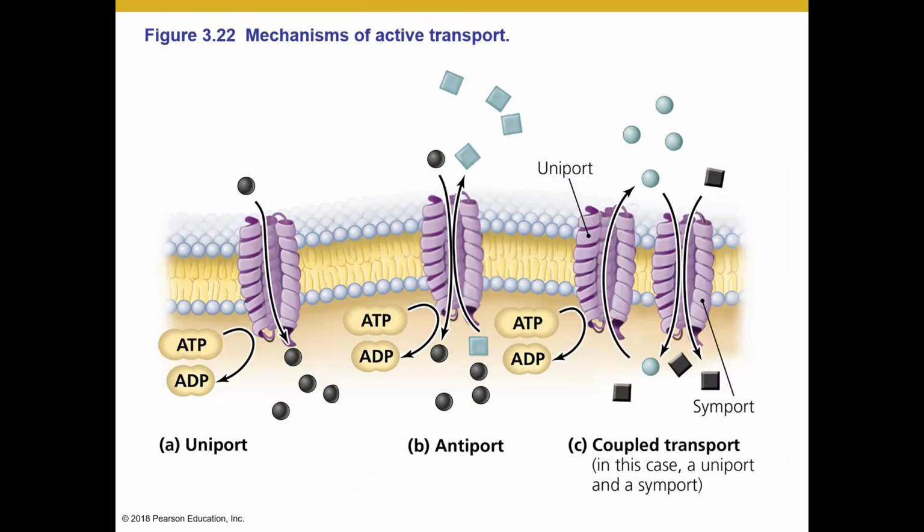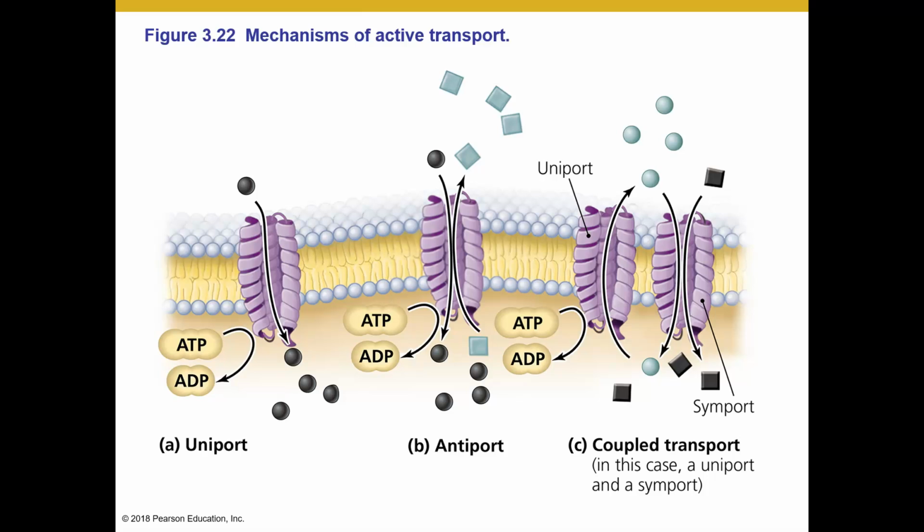This figure shows the main types of active transporters. Uniport, one substance, one direction. Symport, two substances move together in the same direction. Antiport, two substances move in opposite directions. All require energy to push molecules where they wouldn't normally go.